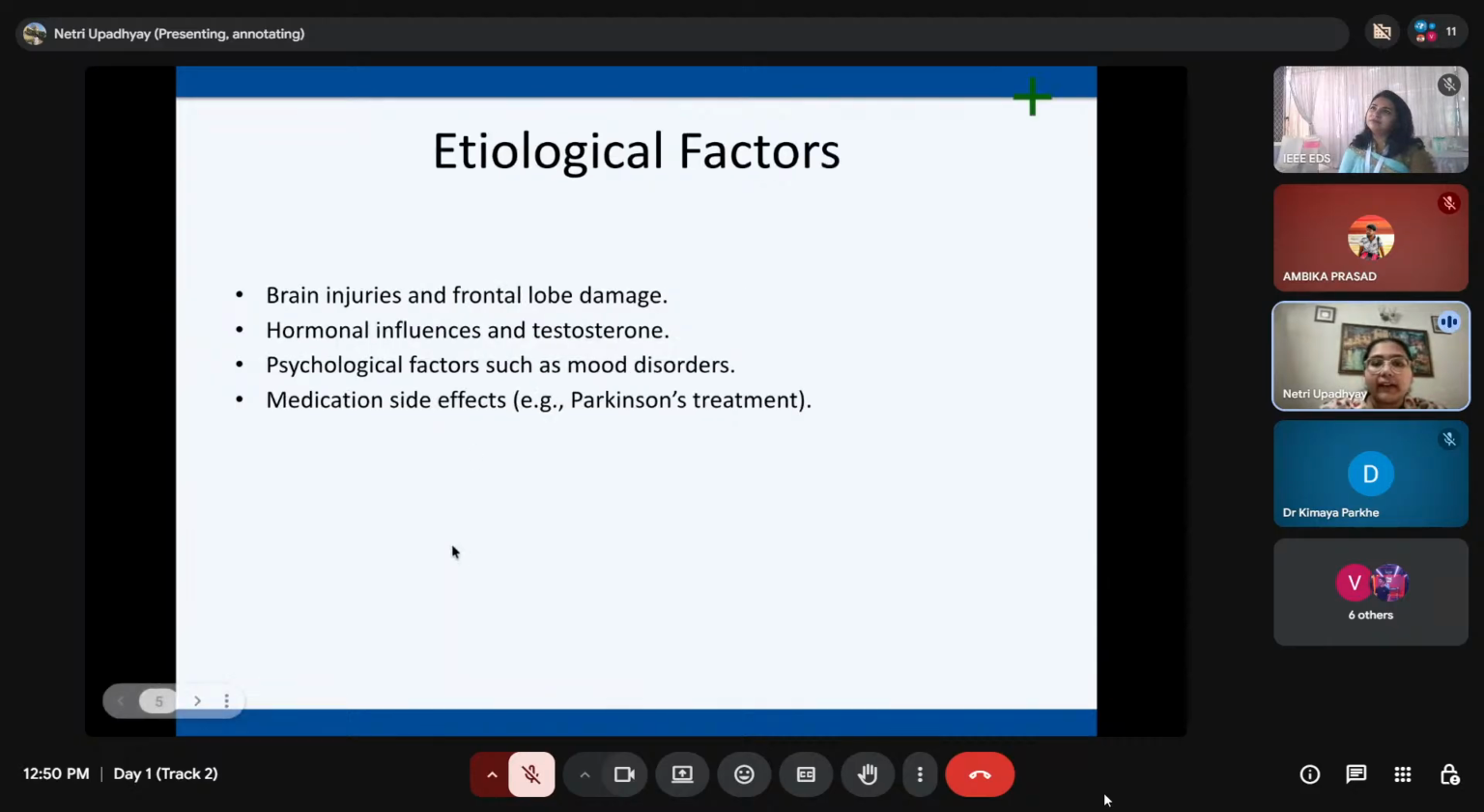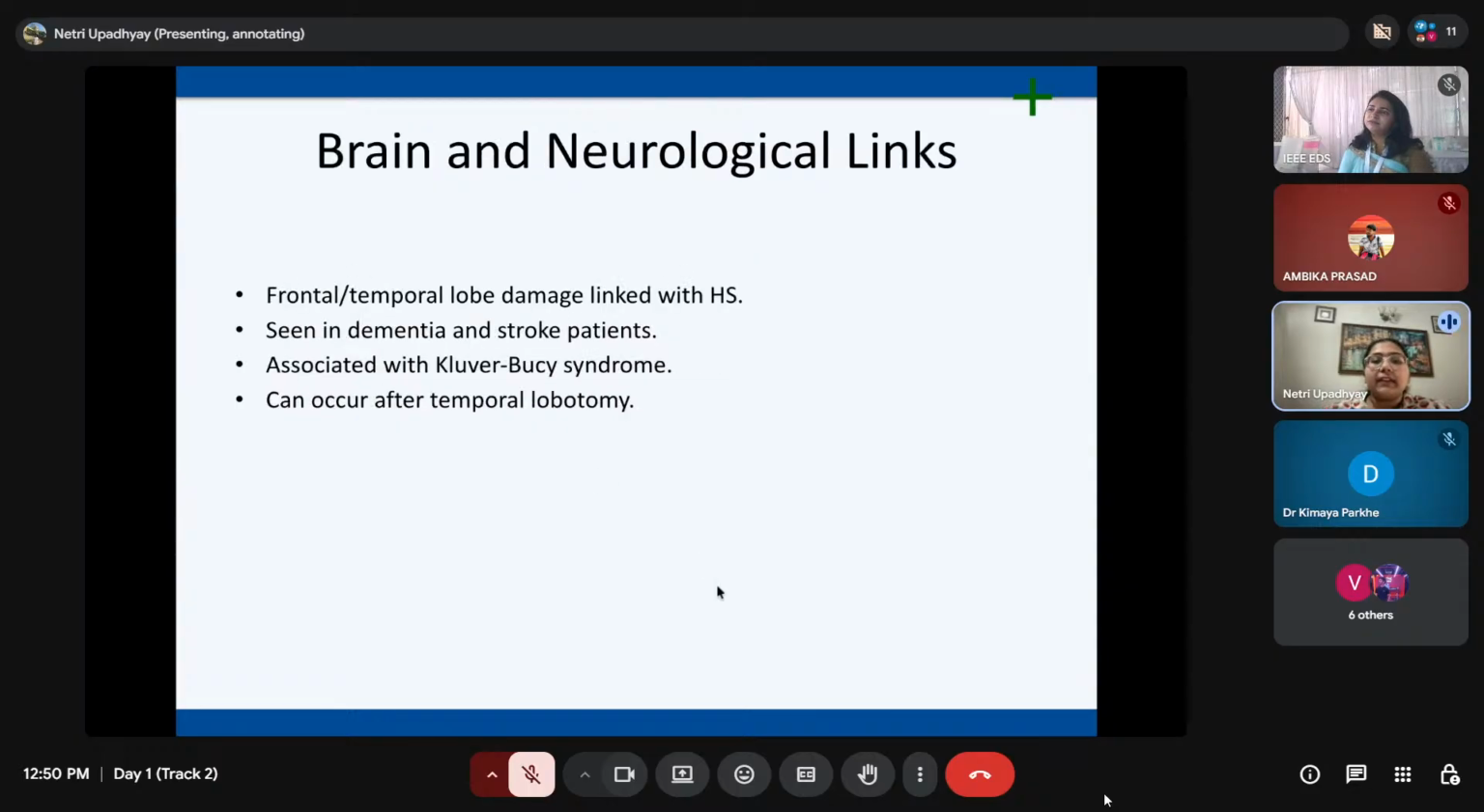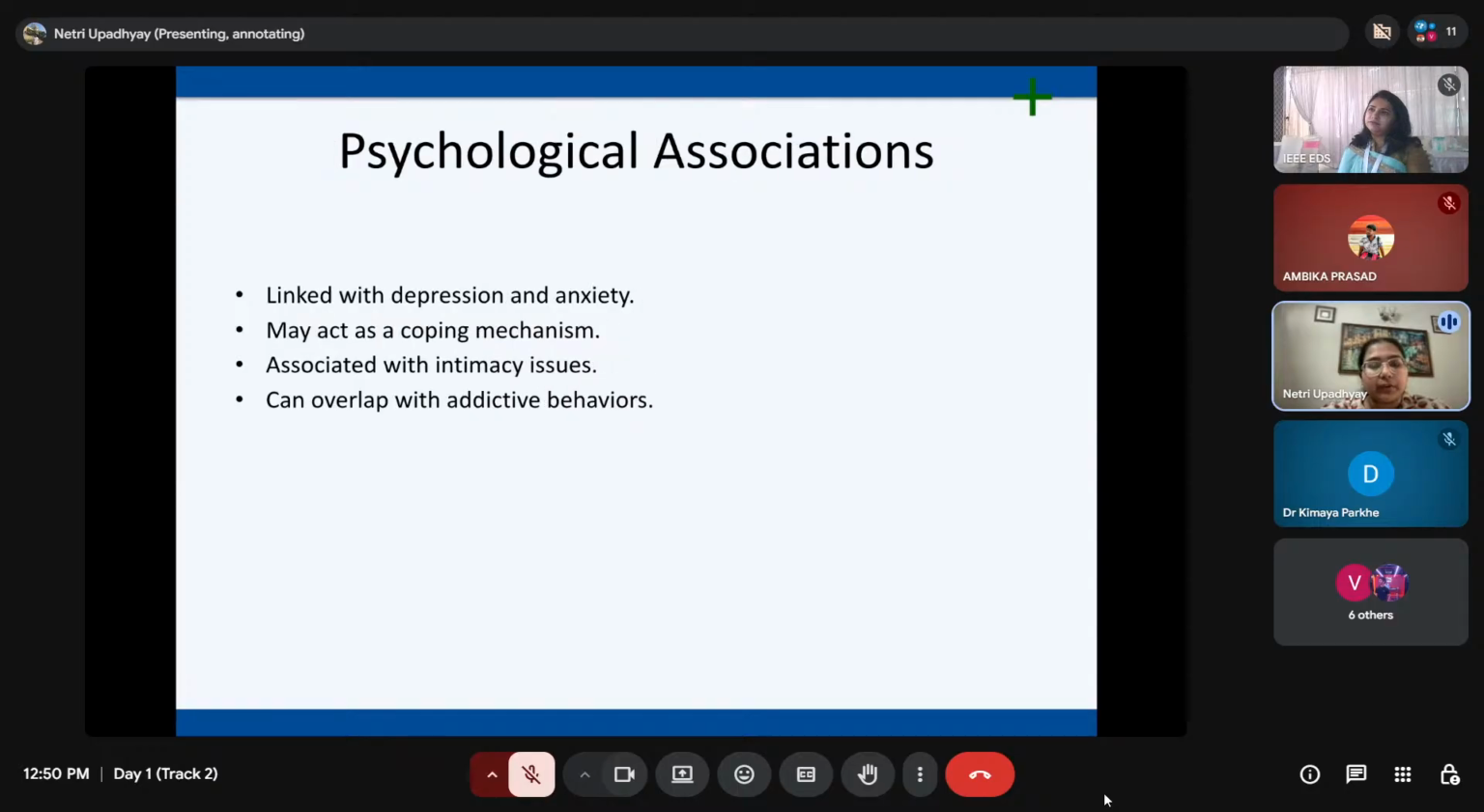There are various etiological factors that can be responsible for this particular disorder. Brain injuries and frontal lobe damage seem to be the primary one. Hormonal influences and testosterone and psychological factors such as mood disorders, along with medication side effects, can also be the factors involved. There are various neurological links. For example, frontal and temporal lobe damage can be linked with hypersexuality disorders. It is mostly seen in dementia and stroke patients. It may also be associated with Kluver-Bucy syndrome and can occur after a temporal lobotomy.